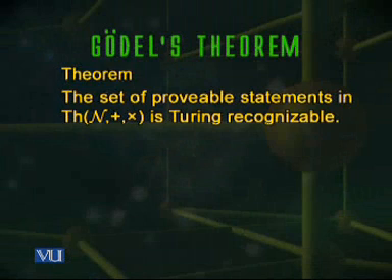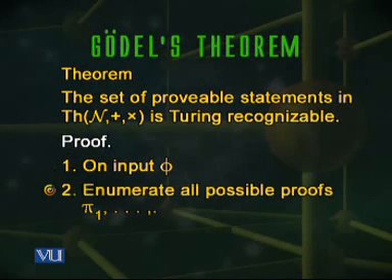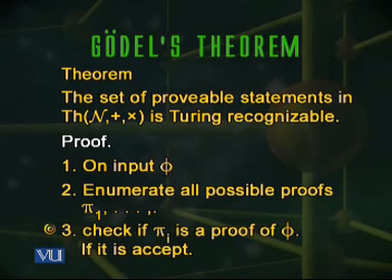Let's prove this very simple theorem, which says that the set of provable statements in number theory is Turing recognizable. In order to prove this theorem, we will use our previous technique. What we will do is enumerate all possible proofs and check whether they prove the statement that is given to us as an input. So, the proof of this theorem is given by describing a Turing machine. This Turing machine is described as follows. On input phi, enumerate all possible proofs pi 1, pi 2, pi 3, pi 4 and so on, and check if pi i is a proof of phi.